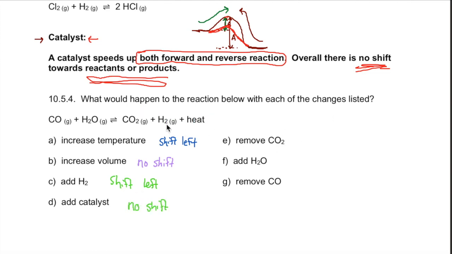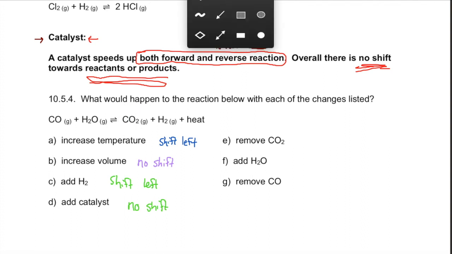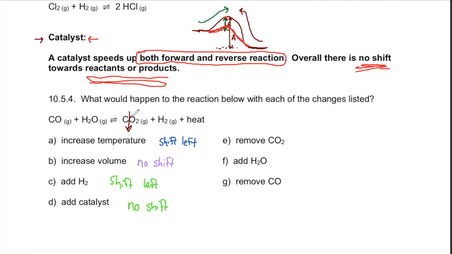So for removing CO2, that's one of our products. If we remove CO2, the system is going to want to build up more CO2 and replace it. The way the system can replace the CO2 is by increasing the forward reaction, taking the carbon monoxide and the water and making more CO2. So it's going to bring things in this direction and shift to the right.